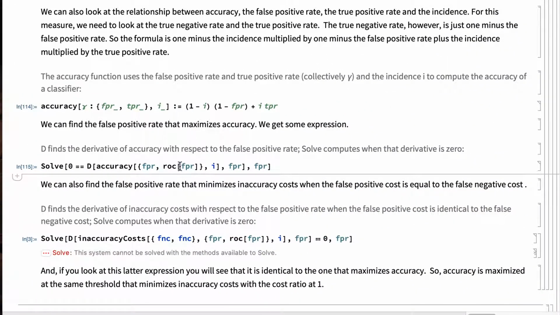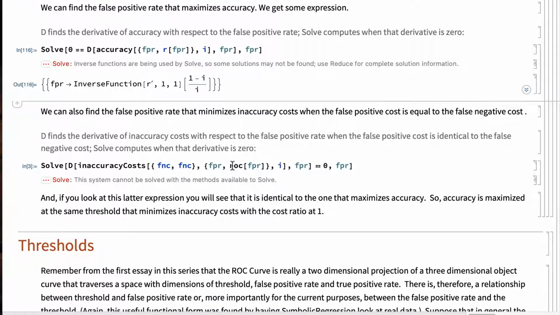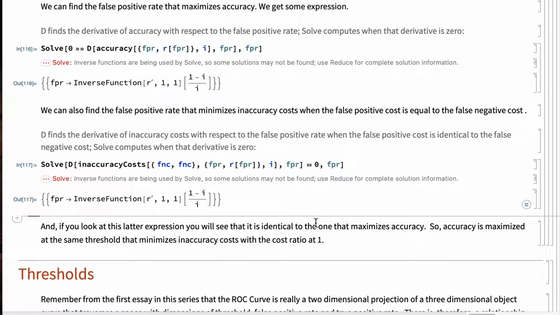All right, a little bug in the code is about to be fixed. ROC, see how it's black? That means it's defined. I don't really want it to be defined. I want it to be abstract, so let me just change it to R. All right, there we go. There's the derivative of accuracy with respect to the false positive rate. Now, let's find the derivative of inaccuracy costs with respect to the false positive rate. And let's stare at these two things. They're exactly the same. So that's my proof. Accuracy is maximized at the same threshold that minimizes inaccuracy costs when the cost ratio is 1.